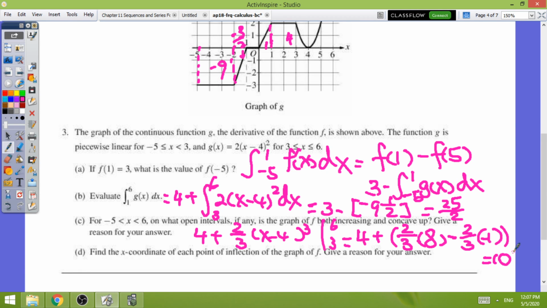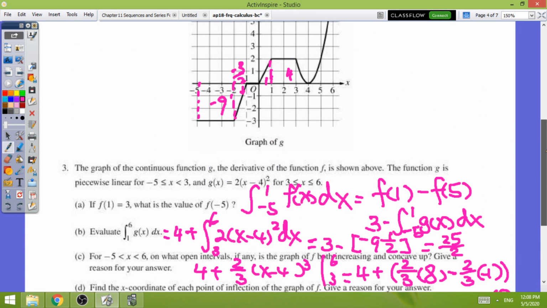Okay, so that's part B. And then for part C, so let's see what that is. For -5 to 6, on what open interval, if any, is the graph of f both increasing and concave up? And give a reason for the answer here.